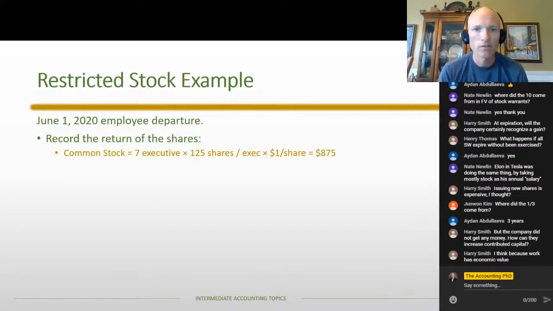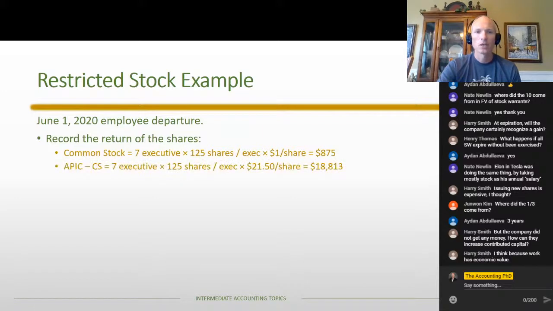The 7 executives have 125 shares per executive, and the par value, of course, is just $1 per share. So the common stock account needs to be debited $875. The APIC account, we know we had originally credited for $21.50. Again, the total market price was $22.50. $1 of that is allocated to common stock, and the remaining $21.50 is allocated to APIC common stock. And so we have to debit our APIC common stock account $18,813. So the return of the shares is the first part of that entry. That's the shares coming back out of the trust into the company's possession.